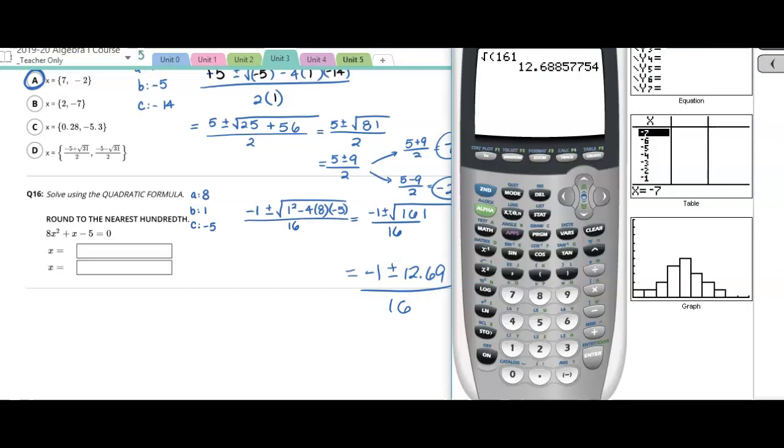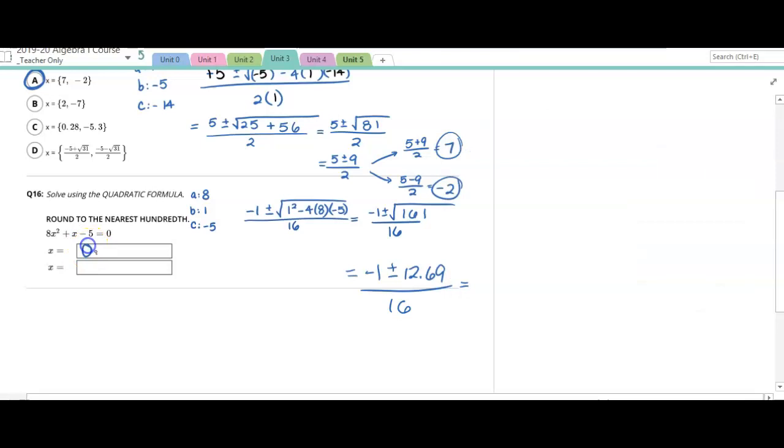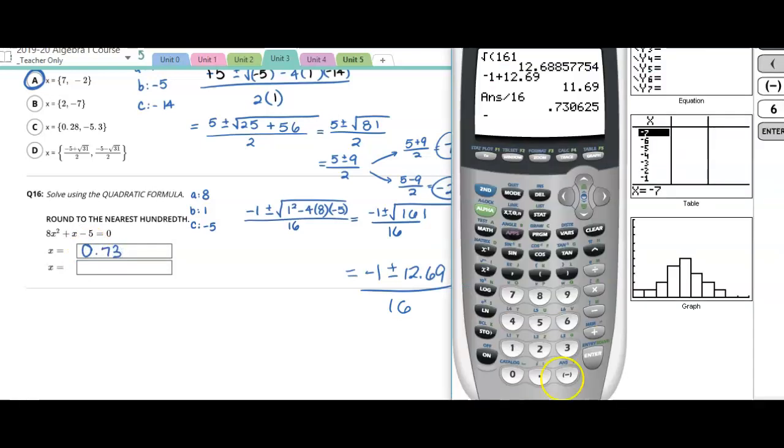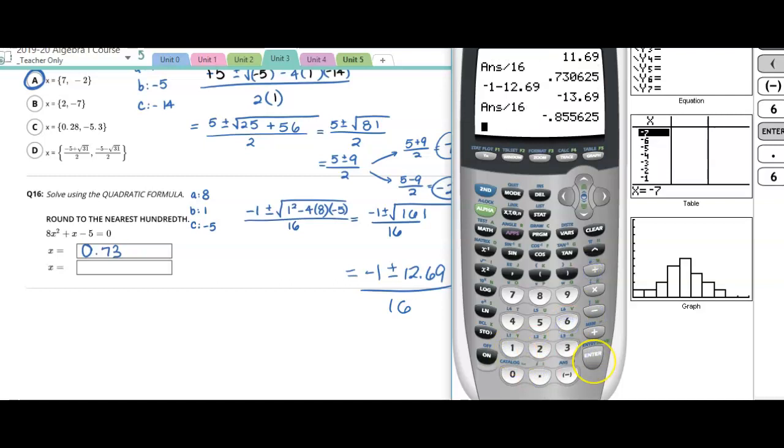Again, I need to use my calculator for this. Negative 1 plus 12.69 divided by 16 gives me positive 0.73. And then we're going to type it again. Negative 1 subtract 12.69 divided by 16, negative 0.86.